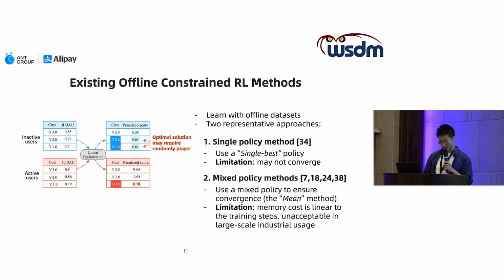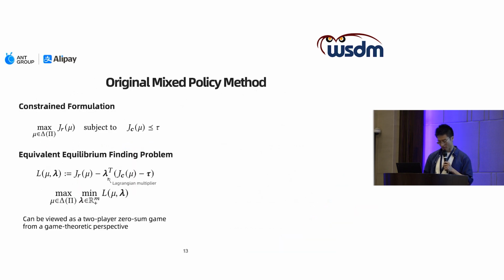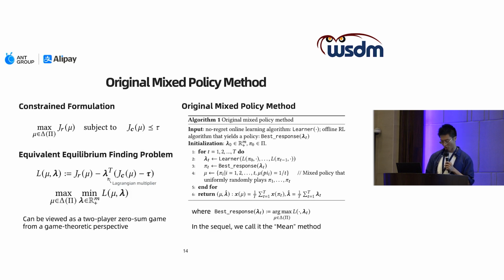large-scale industrial usage. We then introduce our proposed method, which is based on the existing mixed policy method. Given the aforementioned constraint formulation, the mixed policy method first transforms it to an equivalent unconstrained equilibrium finding problem by introducing a Lagrangian multiplier, this lambda. From a game theoretical perspective, this unconstrained problem can be viewed as a two-player zero-sum game between a lambda player and a policy player, and can be solved by this mixed policy algorithm.